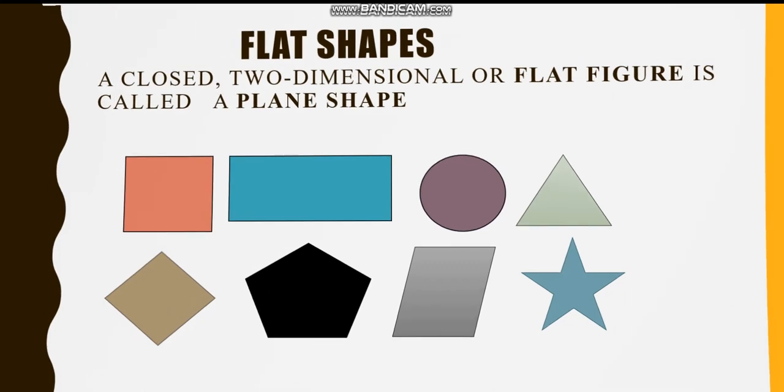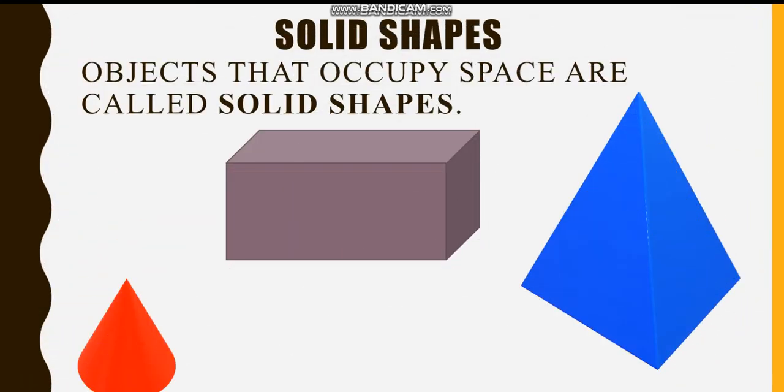So the same way I'm going to tell you what is a solid shape. A flat shape is two-dimensional and a solid shape is three-dimensional, which we can see in 3D view. So objects that occupy space are called solid shapes. As I told before, 3D view means which we can hold. So it occupies the space. So if we can hold the things, we can say that is a solid shape.